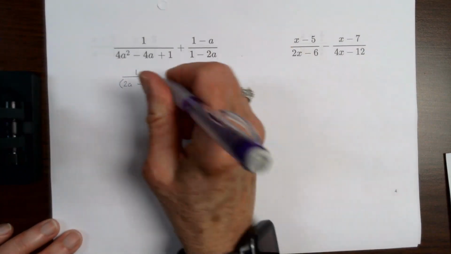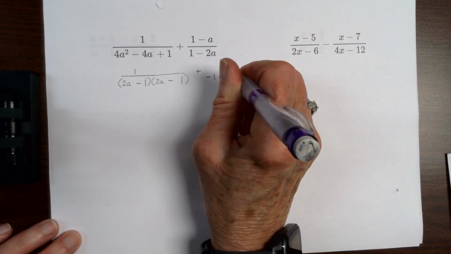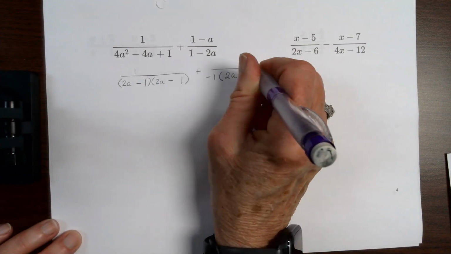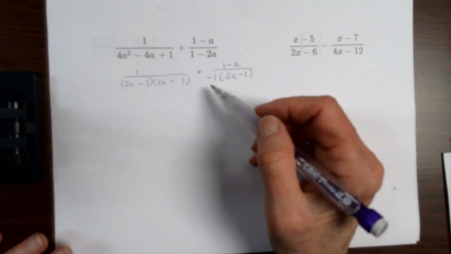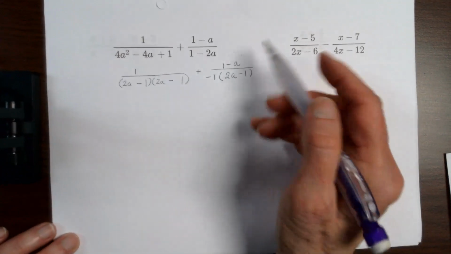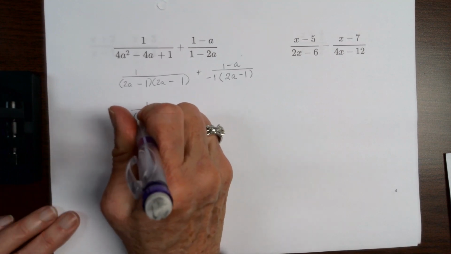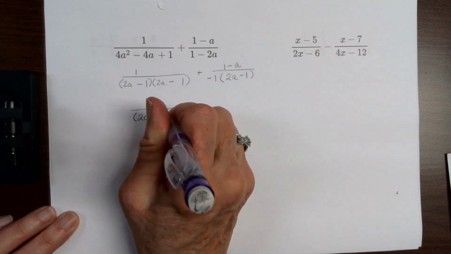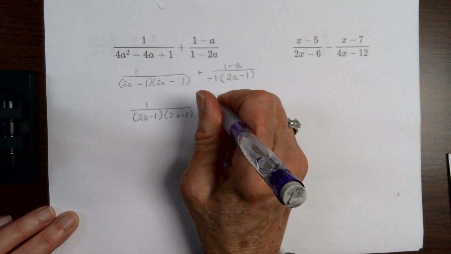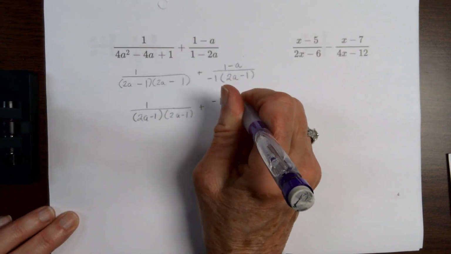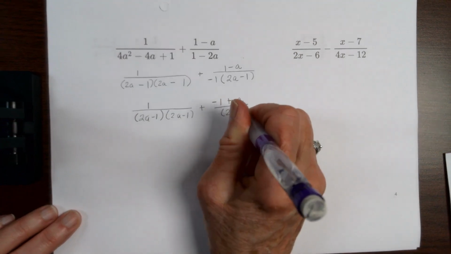So what I can do over here is factor out a negative 1, and that's going to give me a 2a minus 1. Okay, so I have 1 minus a. Now if I don't want to mess with a negative 1 on the bottom, I can go ahead and distribute it to the one on the top. So I still have 1 over 2a minus 1, 2a minus 1. But now on the top I have a negative 1 plus a. I just took that negative 1 and distributed it up there.